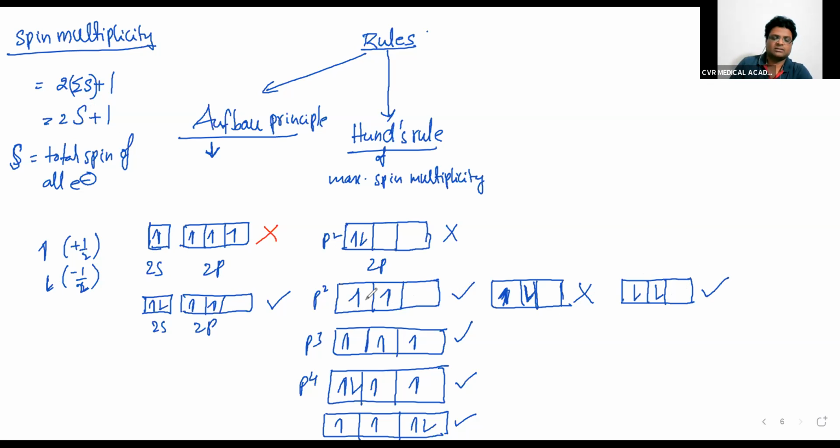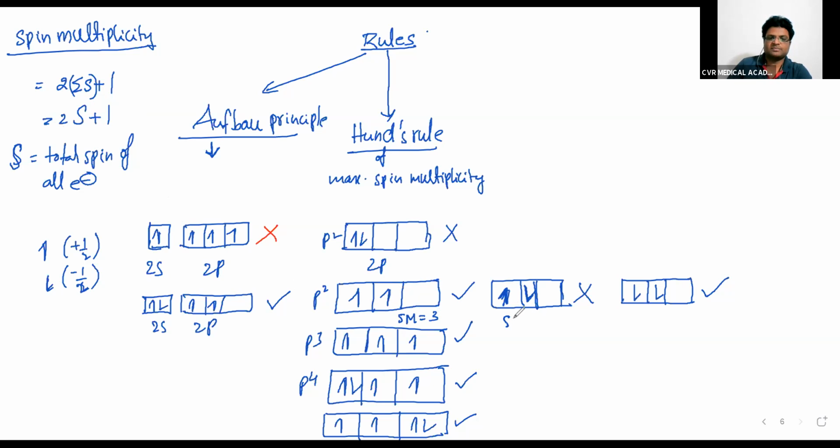And you calculate spin multiplicity with these values. 2 electrons are present, both with plus half spin. What will be the total spin if both the electrons have plus half spins? Total spin is equal to plus half plus half, which is 1. You take only the magnitude. Total spin is 1, so 2 into 1 plus 1 is 3.